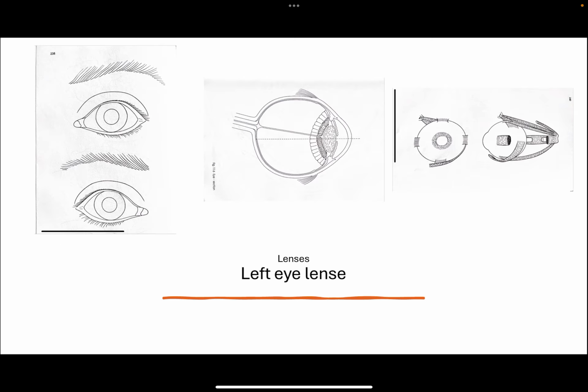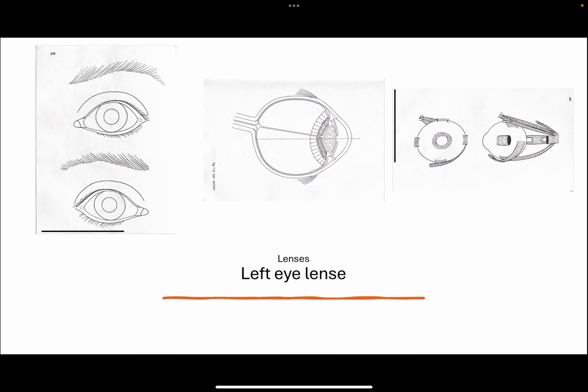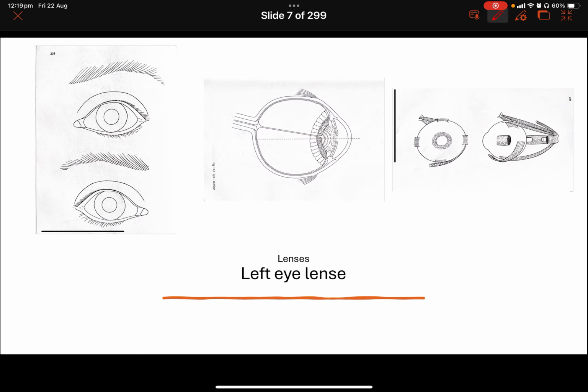So the first section is on lenses. This chapter introduces the placement of the nanotechnology structures that impact the vision. The nanotechnology structures can be described as lenses. The placement of the lenses is discussed. The black mirror lenses, which produce images into the lenses like a nano-sized screen with internet access, will be discussed as well. So I just have it open to draw in.